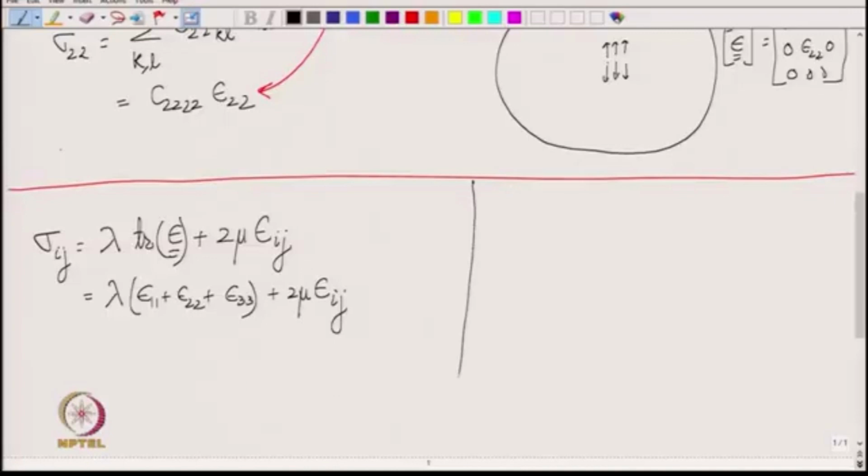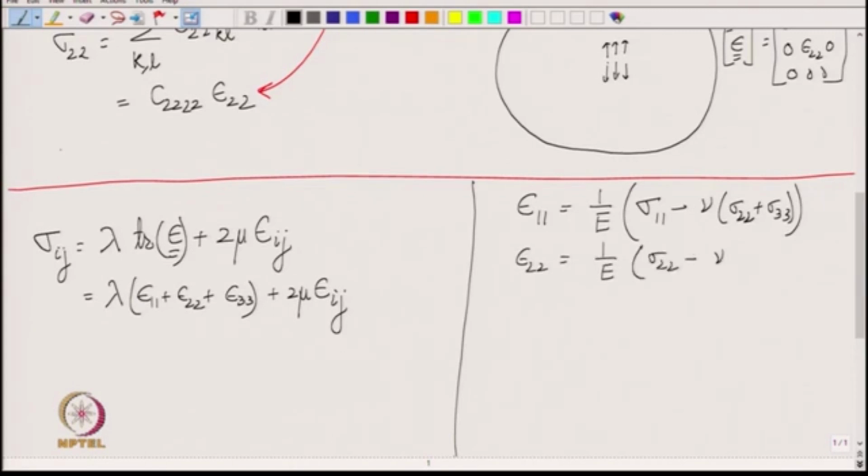So, that formula tells us that epsilon 11 for example is 1 over some constant E, which we will say what it means, into sigma 11 minus nu times (sigma 22 plus sigma 33). Okay. Likewise, epsilon 22 is 1 over E into sigma 22 minus nu times (sigma 11 plus sigma 33). Epsilon 33 is then 1 over E into sigma 33 minus nu times (sigma 11 plus sigma 22).